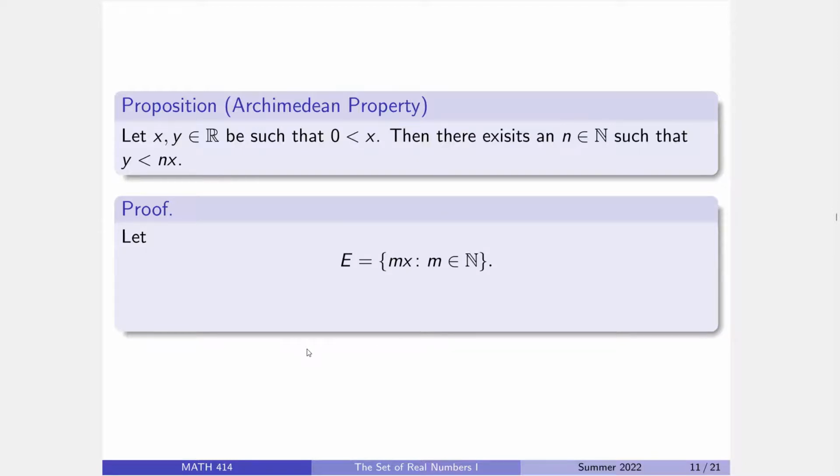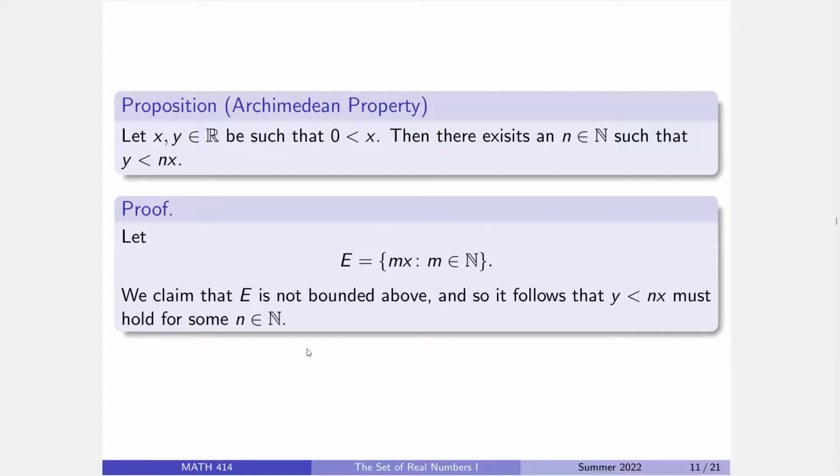So the way we're going to prove it is as follows. Let E be the following set. I claim the set's not bounded above, so that means there's something in it that is strictly bigger than y, right? Because if E doesn't have an upper bound, that means y cannot be an upper bound, so there's something in the set that is strictly bigger than it. Again, remember, we proved that about upper bounds.